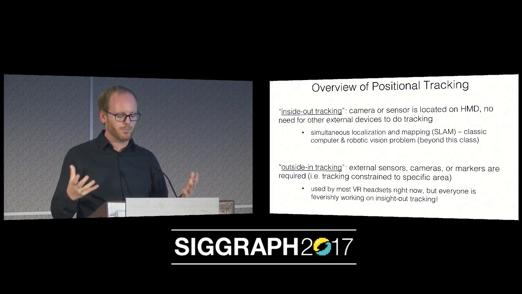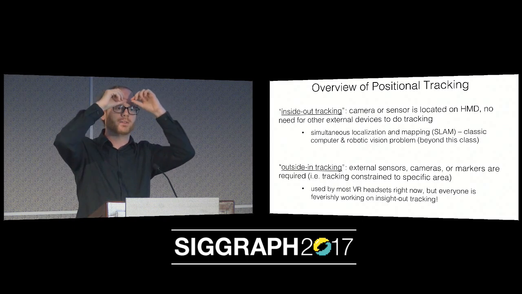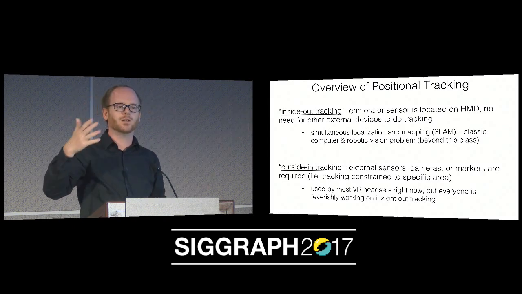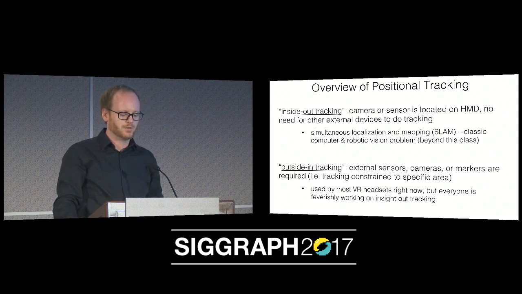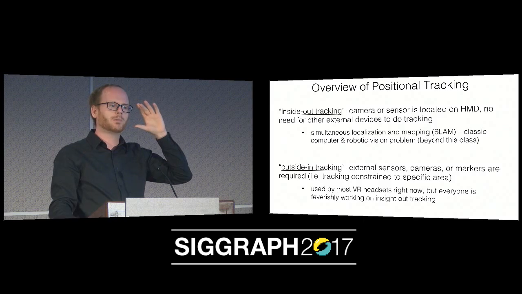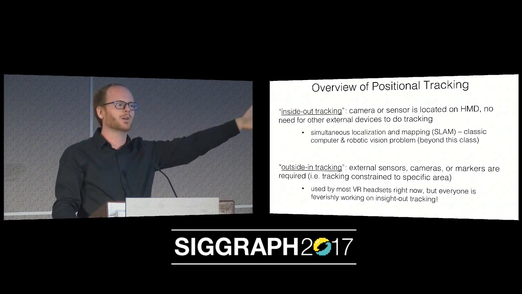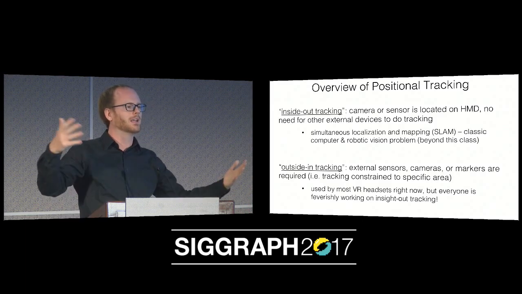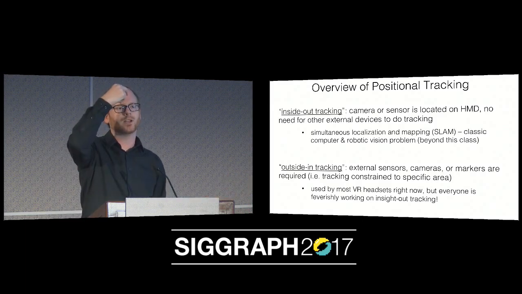Okay, so for positional tracking, people usually talk about two different approaches. One's called inside-out tracking, and the other one is called outside-in tracking. Inside-out tracking means that you have some kind of device mounted on your headset that observes the world, and from that alone, you're going to track the position. So these approaches are very well suited for mobile head-mounted displays that are not tethered. You walk around outside. You don't need any external things that help you determine the position, like cameras or anything else. You have everything on your headset already.